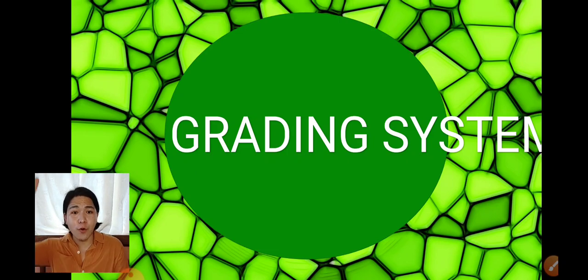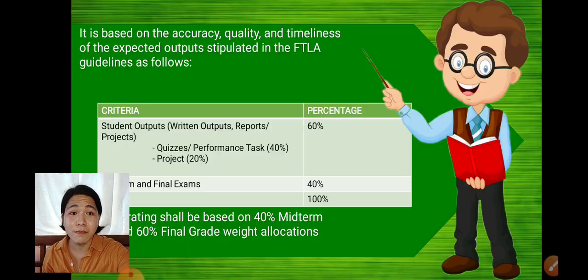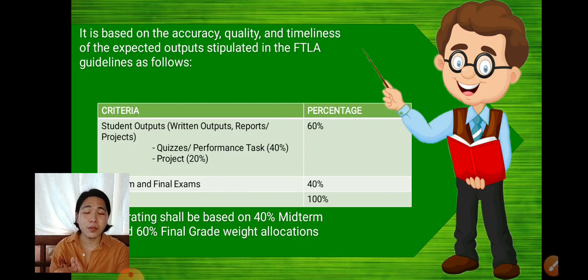And of course, for the grading system, it is the same as the previous semester. So 60-40 pa rin. So 60 for the students' outputs, but it is subdivided into quizzes or performance tasks, which is 40%. And of course, for your project, which later on I'll be telling you what will be your project for midterm and what will be your project for final, that is 20%. And of course, the term exams will serve as what? 40%. So a total of 100%.